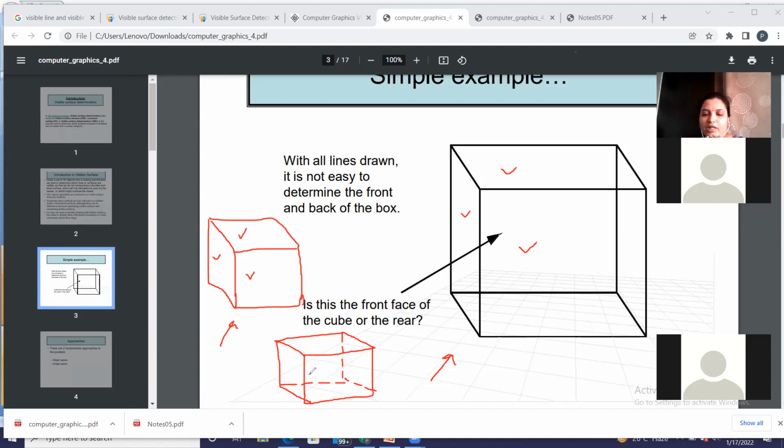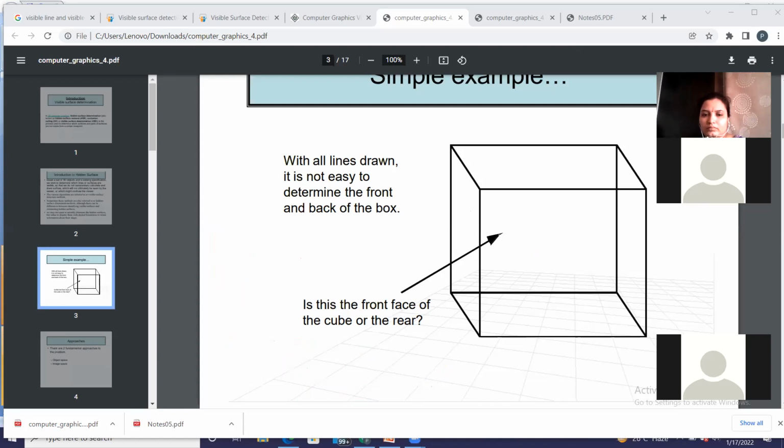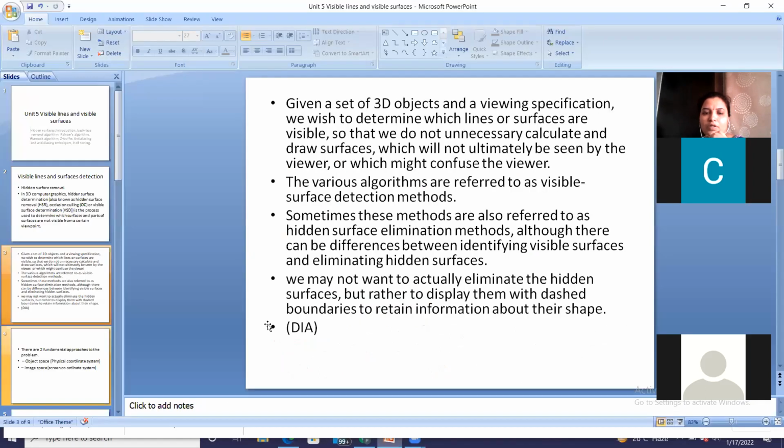Okay, all of you are getting up to this? Yes, ma'am. Okay, so in order to retain the shapes, we are simply converting the solid lines into dotted lines, and that also gives you the separation of the visible surfaces from the hidden surfaces.